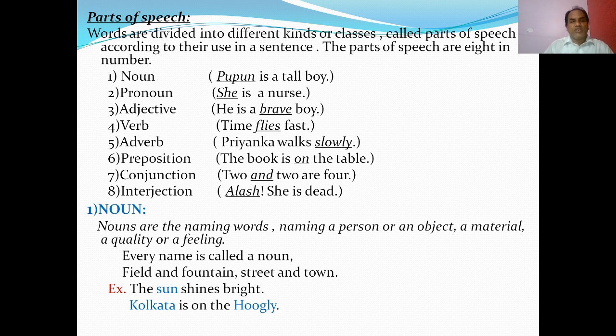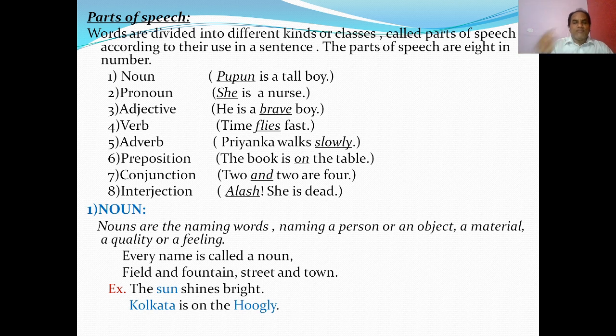Pronoun, noun replacer. She is a nurse. She is a pronoun. Adjective, we know, noun describer. He is a brave boy. Brave is the adjective. Verb, action word, doing word. Time flies fast. Flies is the verb. Adverb, verb modifier. Priyanka walks slowly. Slowly is the adverb. Preposition, the relation word. The book is on the table. On is the preposition. Conjunction, joining word. Two and two are four. And is the conjunction.